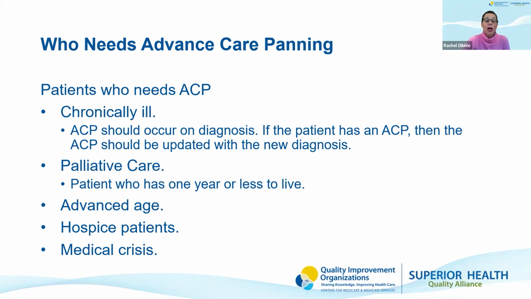Advanced age, hospice patients in particular. This is kind of the last shot. You would be surprised how many people go to hospice without advanced care planning. So that means people don't know the patient's wishes, how they want their end of life to look like. Medical crises is the other one. Next slide, please.